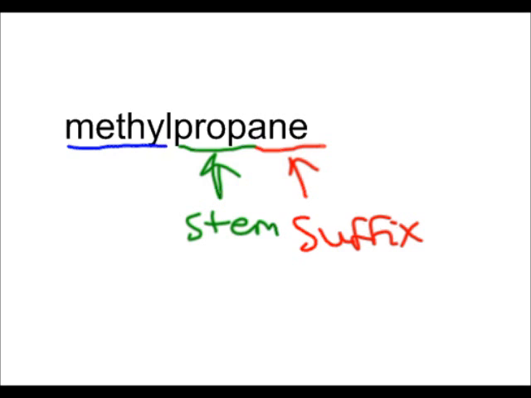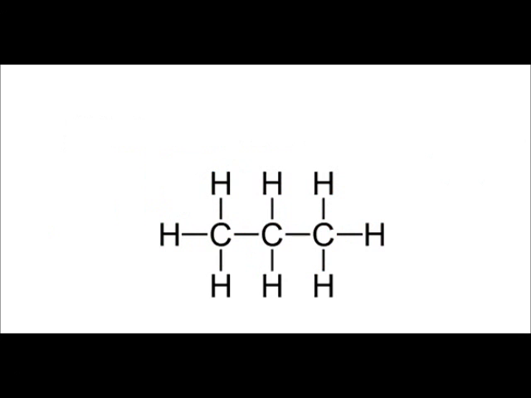The prefix, which is the bit at the start of the name, in this case methyl, this tells us any other key information that we need to know about this molecule. It tells us whether we've got any substituents that are branched off from the longest carbon chain, or it might tell us if the alkane is a cyclic compound. So let's look at a few examples. Don't forget to pause the video at any time if you'd like to have a go at naming some of these examples for yourself.